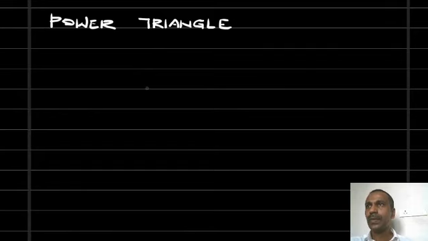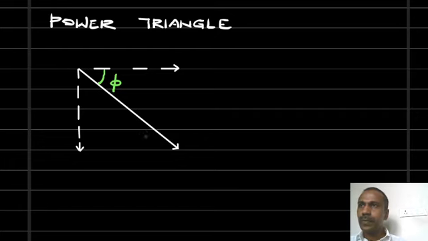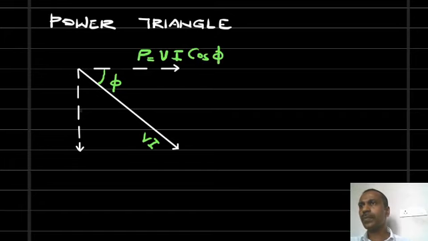Now we will see the power triangle. Suppose this is our apparent power, and this is at an angle of phi with respect to the x-axis, and this apparent power can be resolved into two components. The horizontal component is called active power. So this is P equals VI cos phi. The vertical component is called the reactive power. It is VI sin phi.